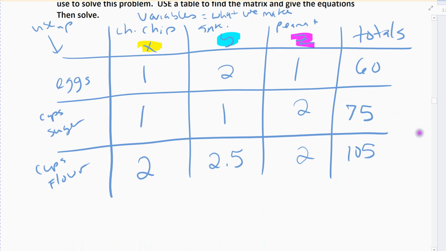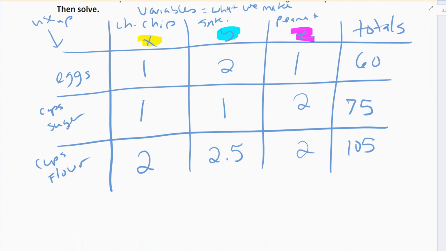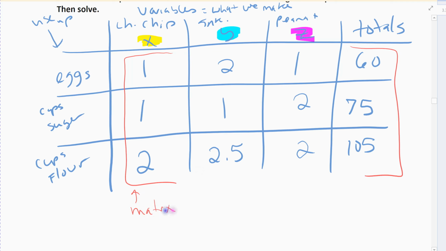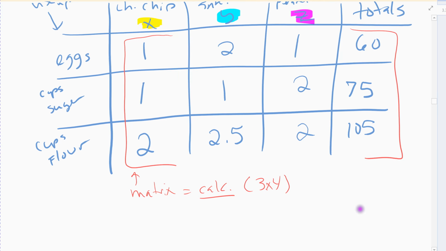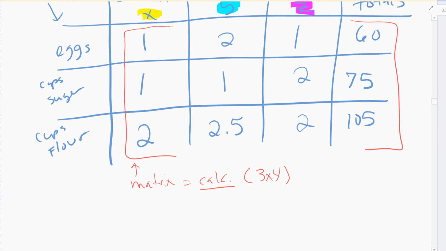And what makes the table nice is this is your matrix already set up to go. This is your matrix. You plug into the calculator. It's a 3x4. So that's what you plug in. So across the top, row 1's 1, 2, 1, 60. Row 2, 1, 1, 2, 75. Row 3. Now, they do represent equations.